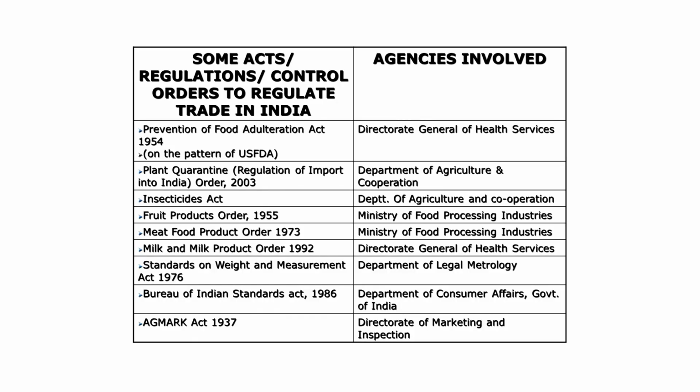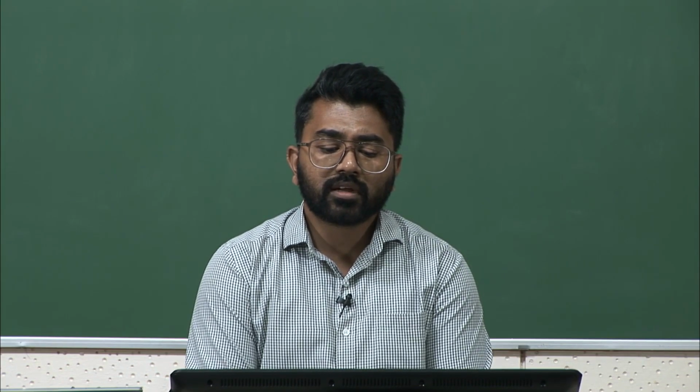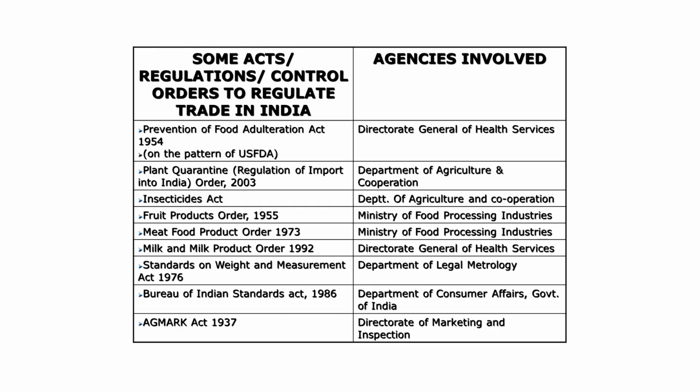Then we want to look at some acts, regulations and control orders to regulate trade in India, and who are the agencies involved. If you are looking at the Prevention of Food Adulteration Act, which is kind of in line with the US FDA, this is basically controlled by the Directorate General of Health Services, DGHS. And then you have plant quarantine, with regulations on import into India. You cannot always bring any kind of outside plants or sometimes soils and other things into Indian land. This is taken care of by the Department of Agriculture and Cooperation.